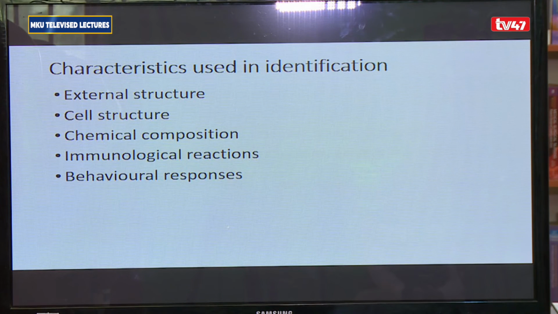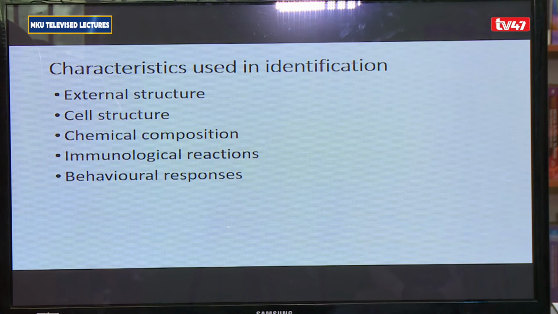We can also make use of chemical composition. Chemical composition is where you pick a chemical within the living things that is common in a number of living things, and then based on the differences in its structure in the different living things, you can use that to distinguish and identify the various living things that you have.